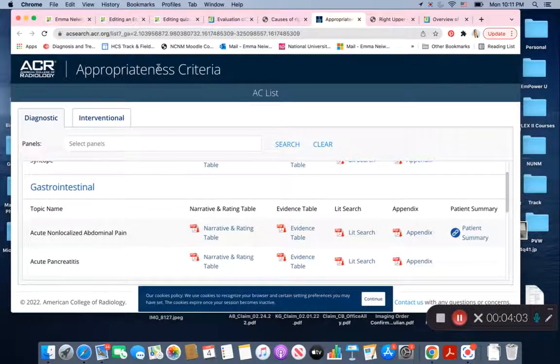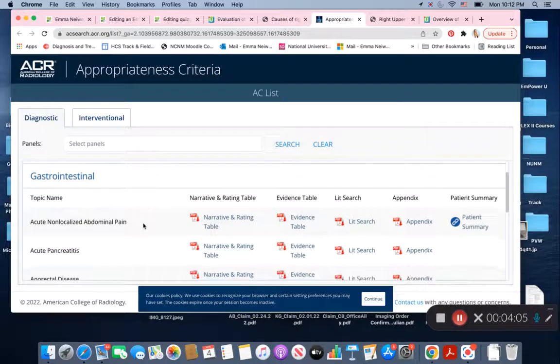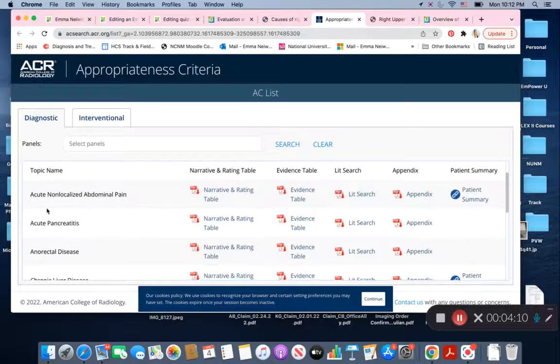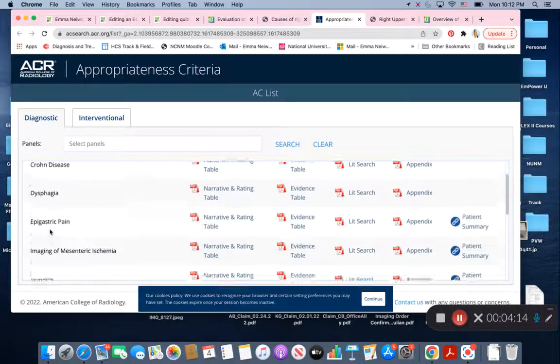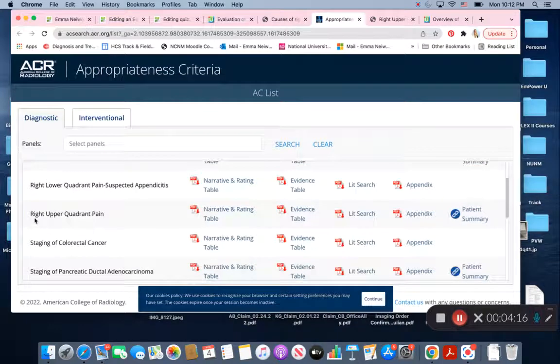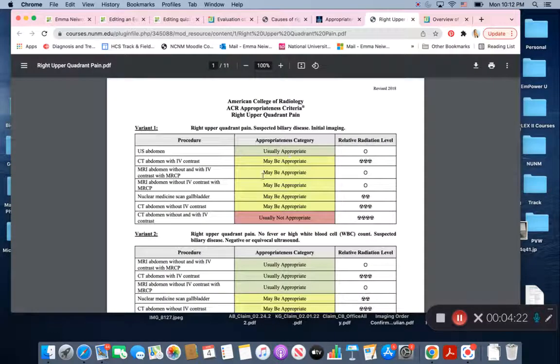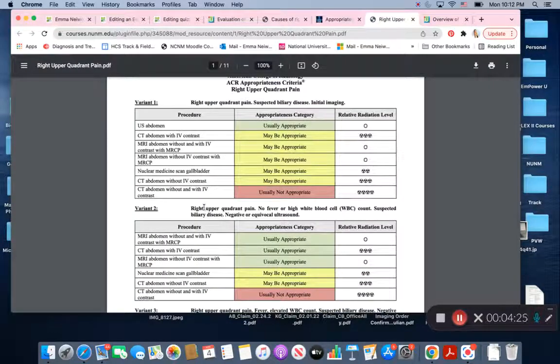When we look at this appropriateness criteria, the great thing is you can look up things based off of organ system and symptoms or condition area. So for our patient, we can scroll down to the region of right upper quadrant pain, and then we can see that there are these evidence tables. And these evidence tables give us different imaging options for evaluation of the patient's symptoms, appropriateness criteria based off of evidence, and relative radiation level.